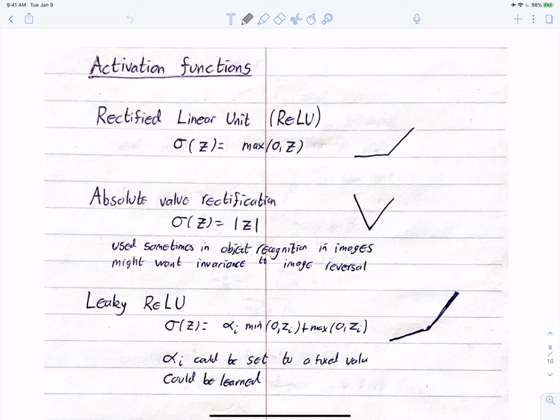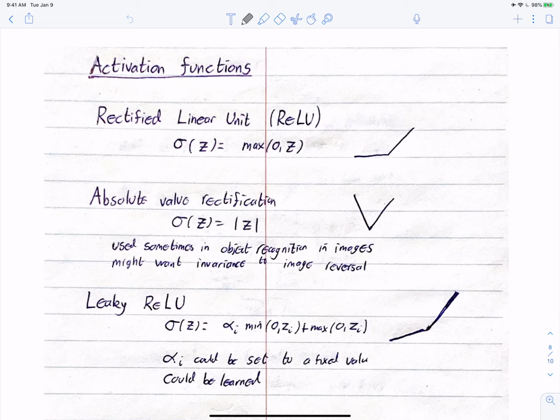We could alternatively do other rectifications. For example, we could use the absolute value rectification. And here, you could think, why would I want to do this? Well, perhaps you might be doing object recognition in images, and you want your system to be invariant to image reversal. And so then you might be able to bake this information into the very activation function of the neural network.